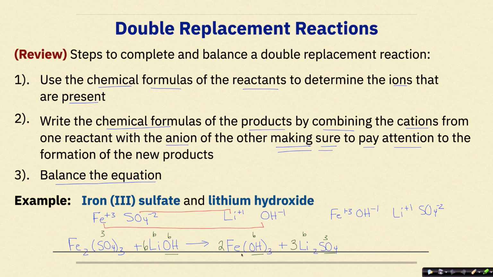And then finally, I'm looking at my Fe. I have a 2 in front of my Fe. And oh, look, well, isn't that perfect? I have a subscripted 2 right here, so my Fe's are now balanced.